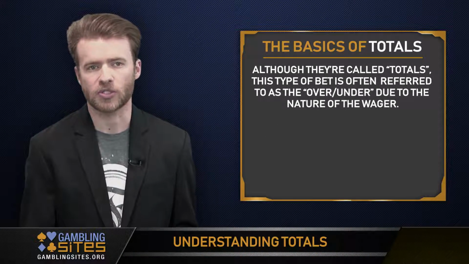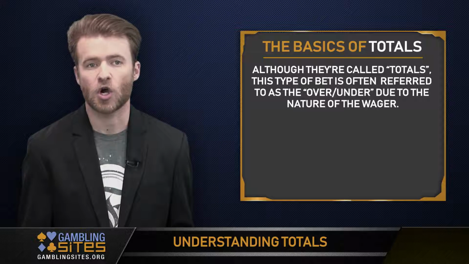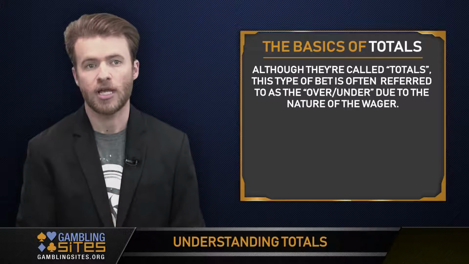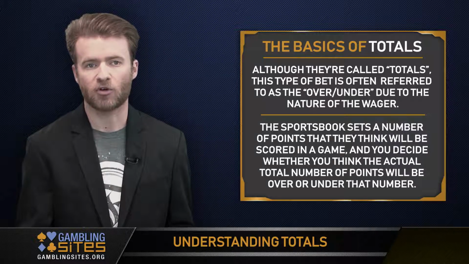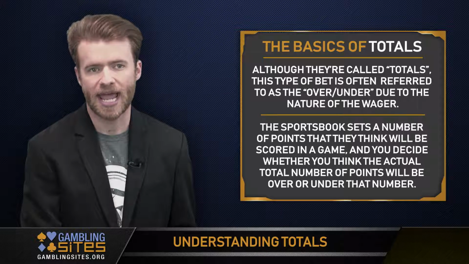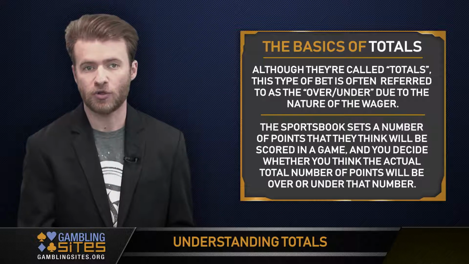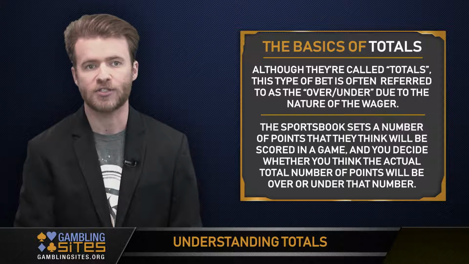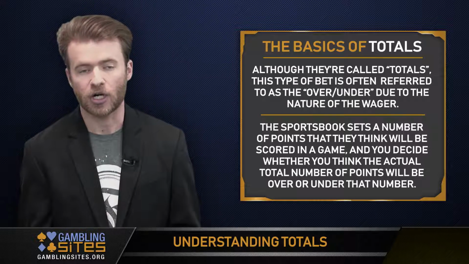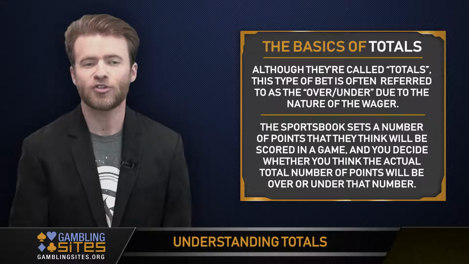Although they're called totals, this type of bet is often referred to as the over-under due to the nature of the wager. In short, the sportsbook sets a number of points that they think will be scored in a game, and you decide whether you think that the actual total number of points will be over or under the number set by the sportsbook. Let's check out an example.